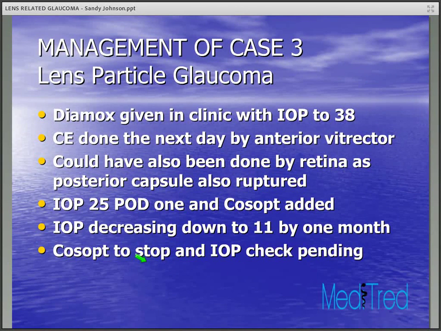That patient was given some Diamox. His pressure went down from 45 to 38, and then he had a prompt cataract surgery that actually was done with the anterior vitrector. And he's somebody that perhaps could have been referred to a retina service, because we didn't know it, but he also had a posterior capsule rent, but we did not drop any of his lens material. Pressure was still a little high at 1 day post-op. His pressure went down to 11 by 1 month, and his post-op was stopped, and actually his pressure normalized since then.